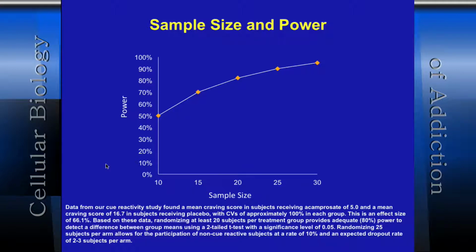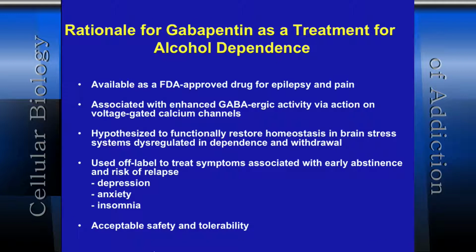So that's a very reasonable sample size, and you can really move things along and get a lot of information about how a compound affects individuals with alcohol dependence in this kind of format.